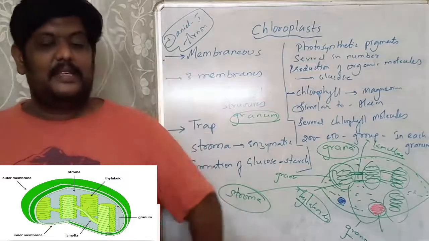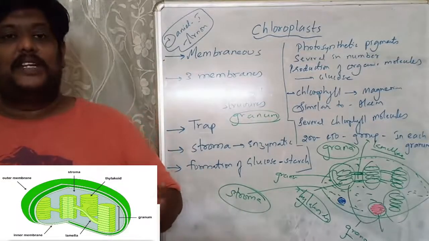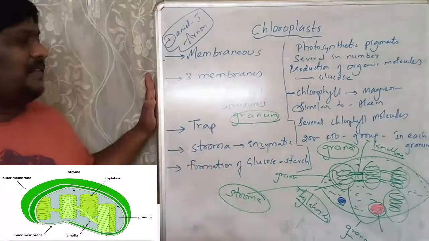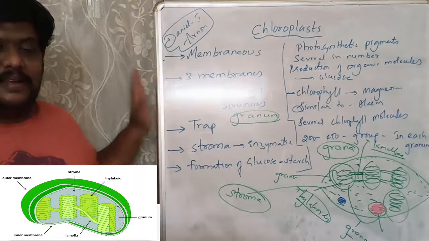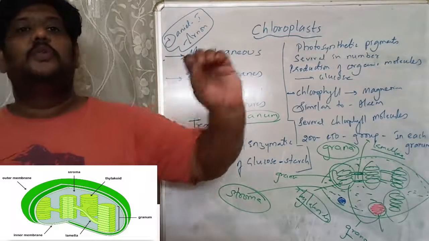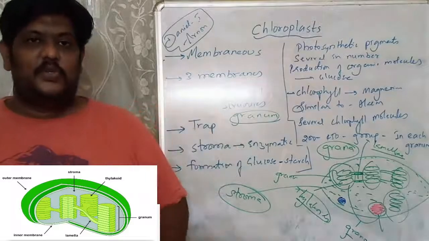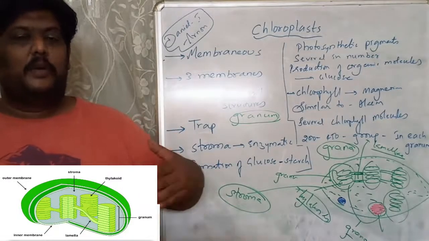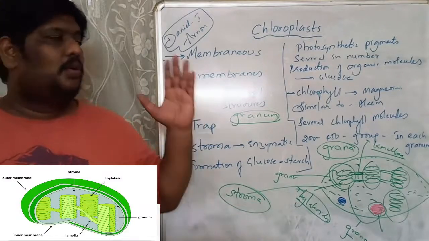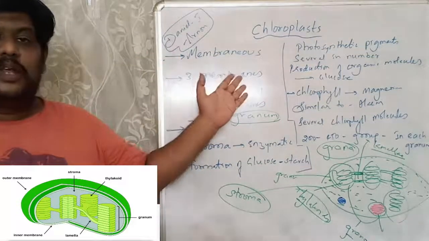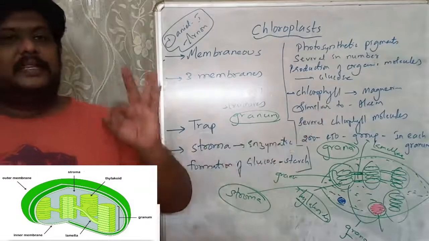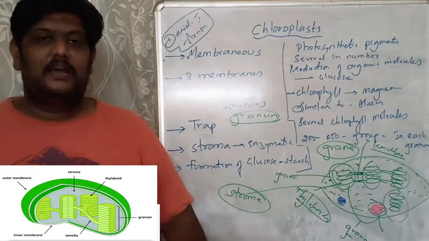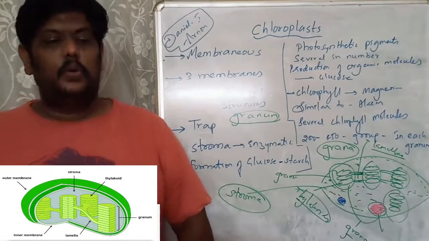And the third one is the reduction of carbon dioxide. Whatever carbon dioxide is present in the cell will be reduced to carbohydrates. So splitting of the water molecule into hydrogen and oxygen, formation of carbohydrates, and conversion of solar energy to chemical energy are the three things taking place in the chloroplast.